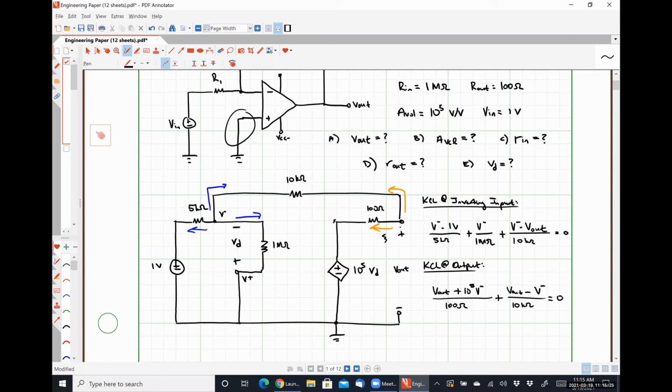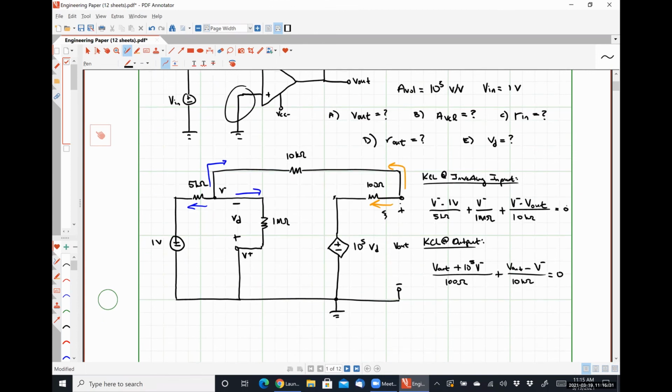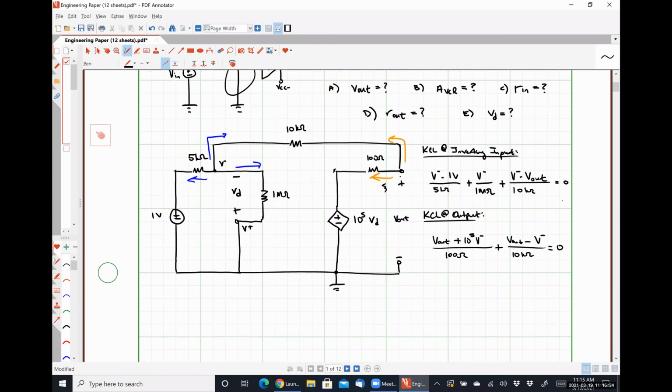And so I now have two equations with two unknowns, V minus and V out, and so I can solve for both of them. So when I solved for both, I found that V minus is equal to 20.199 microvolts, and my output voltage V out was equal to negative 1.9999392 volts.